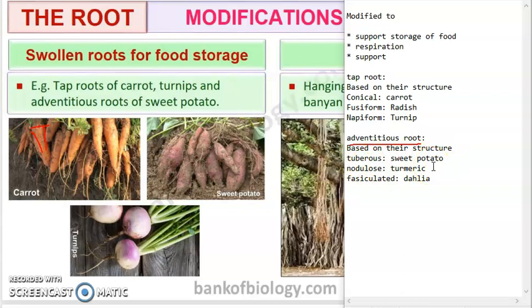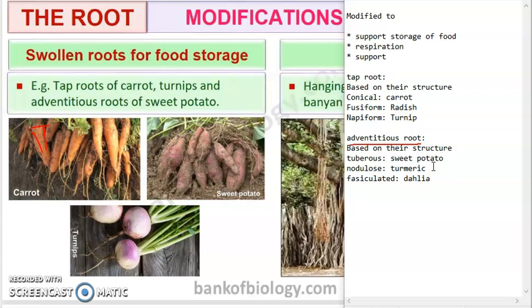Like taproot, they also store their food in the swollen root. And their structure, as we saw in taproot, is not the same in appearance, so they differ in their structure. So they are categorized based on their structure into tuberous, nodulose, and fasciculated.